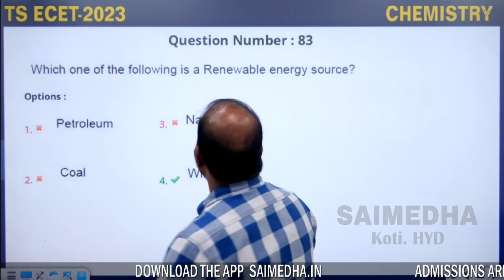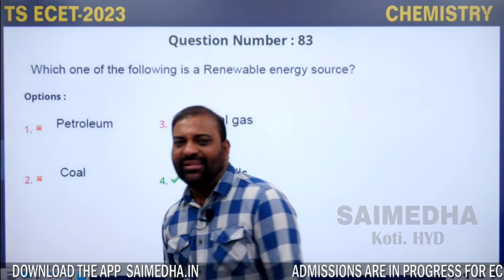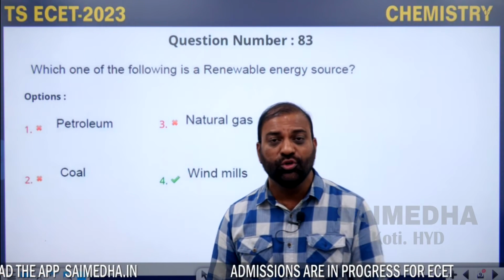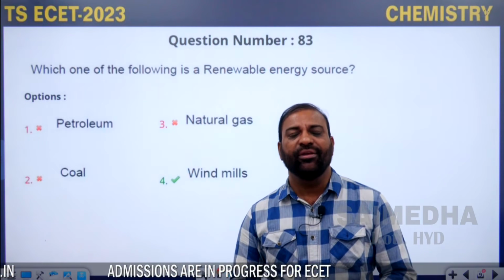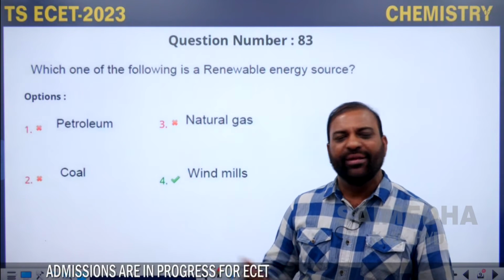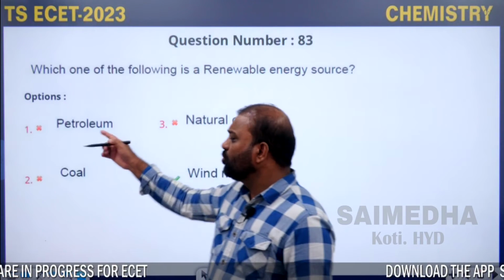Question number 83. Which one of the following is a renewable energy source? Very clear here. Petroleum, natural gas, coal: these resources, once used, will be exhausted. But for windmills, we use natural wind. Wind is always available, right? So it is a renewable energy source. But petroleum is not renewable.